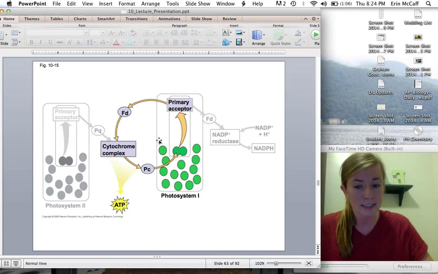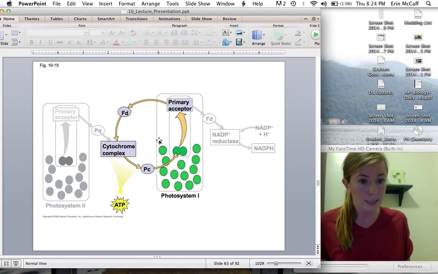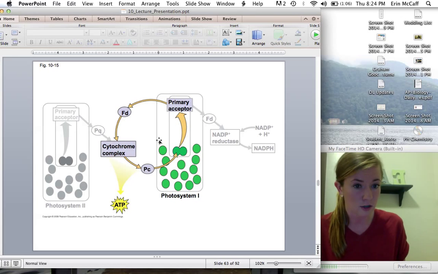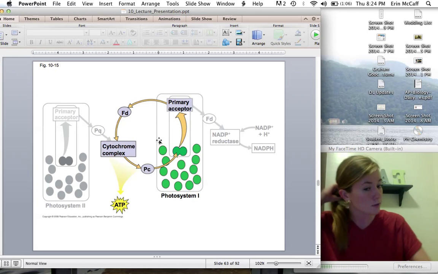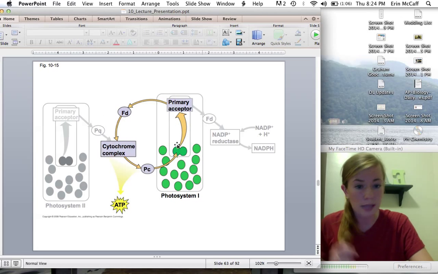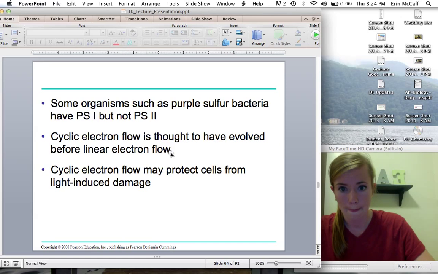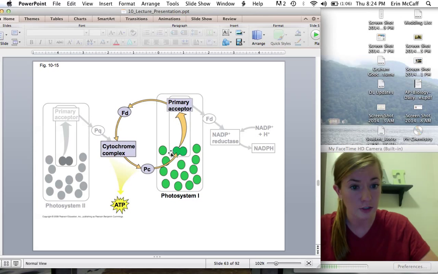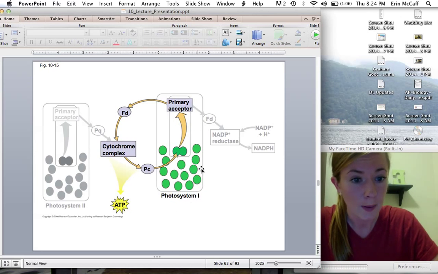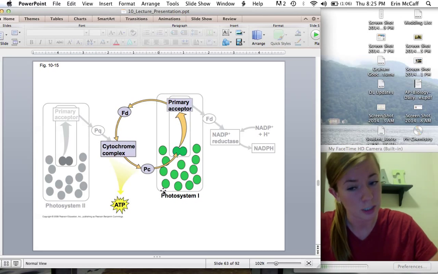We're not making any NADPH because we need to make more ATP to make up for the fact that the Calvin cycle uses 9 ATP for every 6 NADPH. So this is going to happen every once in a while to allow for the Calvin cycle to run efficiently. So that's basically what you need to know. Cyclic electron flow uses just P700, photosystem 1. It throws the electrons back to the first electron transport chain to make ATP over and over again.